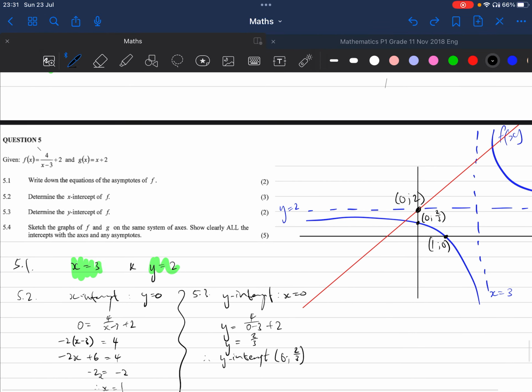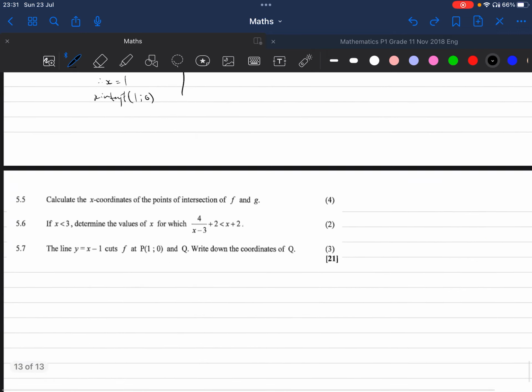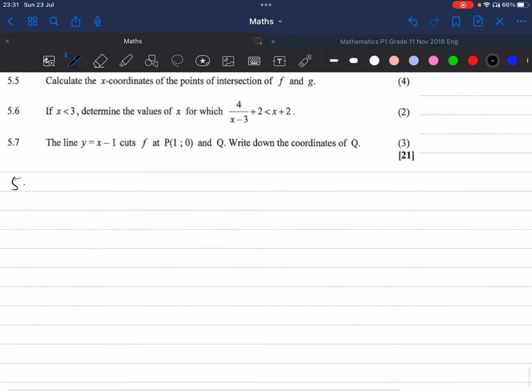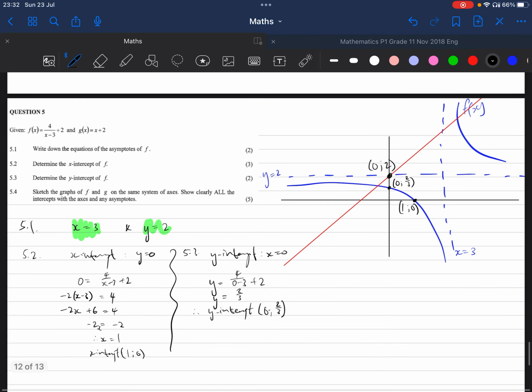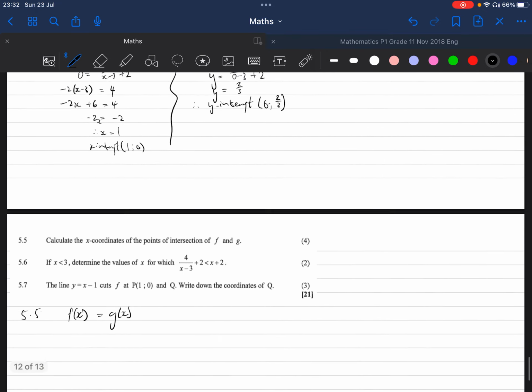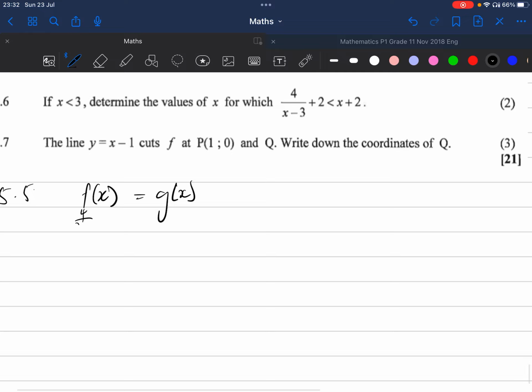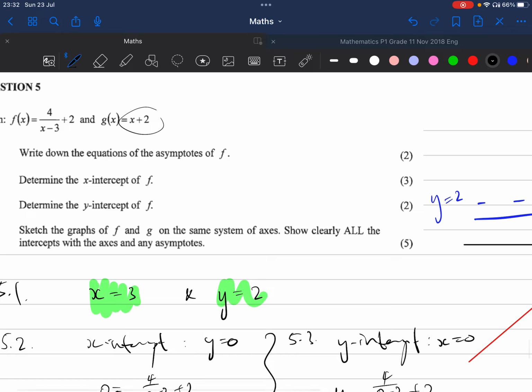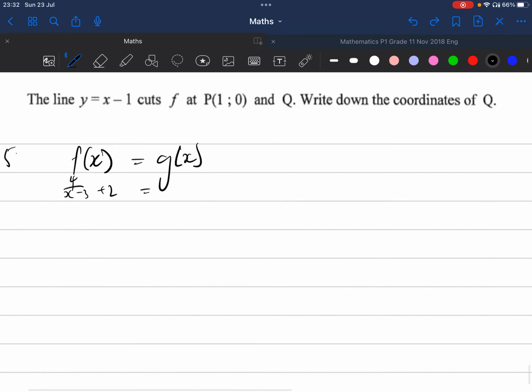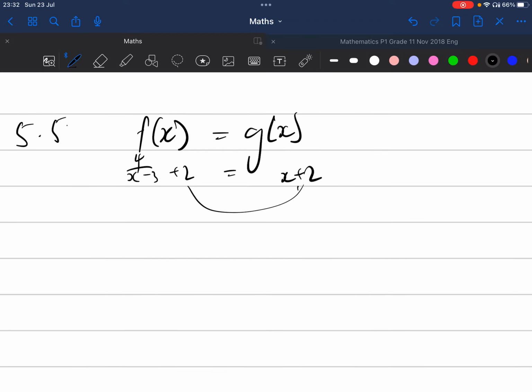So the way to do that is just to take f of x and equate it to g of x. Okay, so let's do that. f of x equals g of x, right? So we have 4 over x minus 3 plus 2 equals x plus 2. Now if you look at these plus 2's, if I bring this to this side, it's going to become minus 2. So it'll just cancel each other out. So I can get rid of those already.